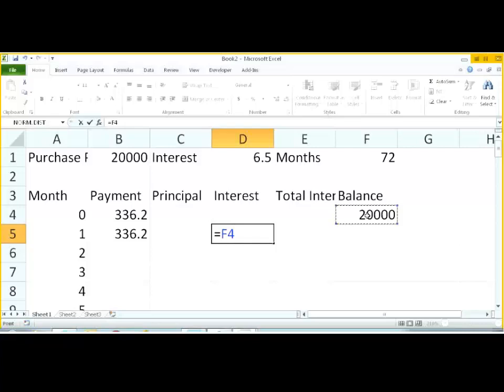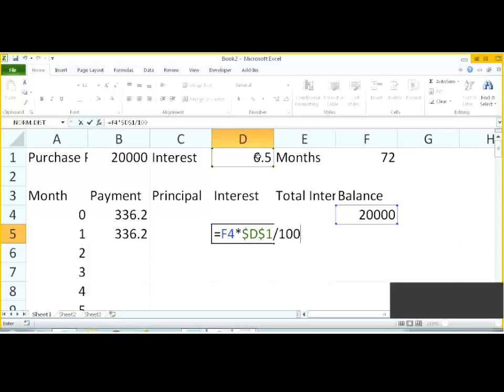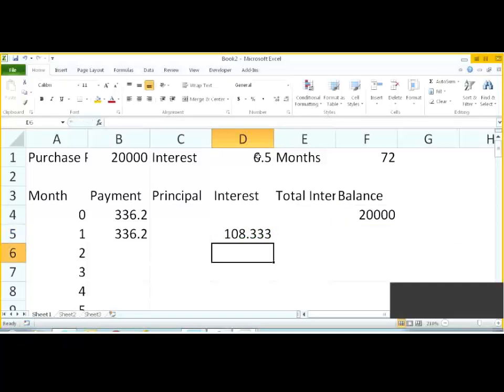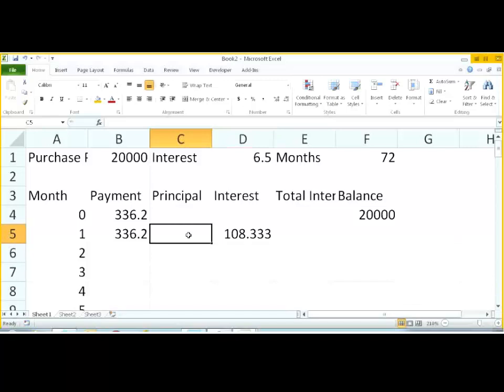For the first month, the interest was equal to the balance times the interest rate divided by 100. And let me change this to have the dollar signs in, so it always uses that cell. So that's the interest rate divided by 100 to convert it to a decimal, and divide by 12 to get the monthly interest rate. So the last three terms are the monthly interest rate in decimal form. So you get $108.33.